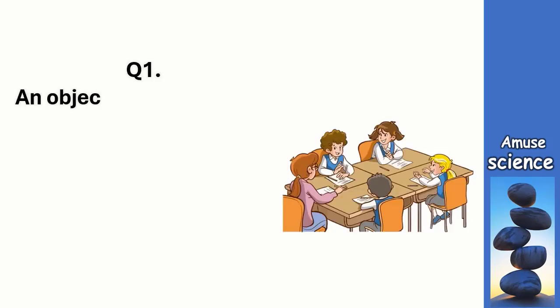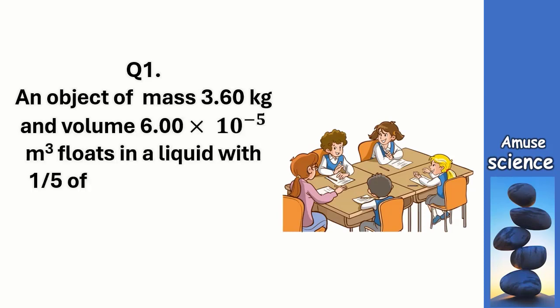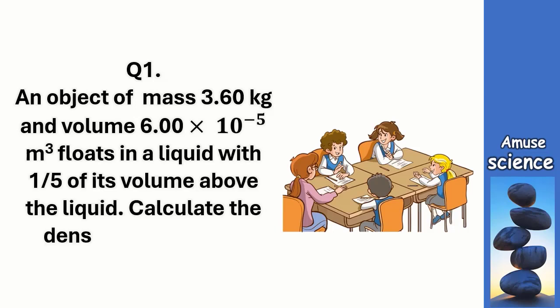So now let's take our first question. It reads, an object of mass 3.60 kilograms and volume 6.00 times 10 exponent minus 5 cubic meters floats in a liquid with 1/5 of its volume above the liquid. Calculate the density of the liquid. So this is the question. How do we solve it?